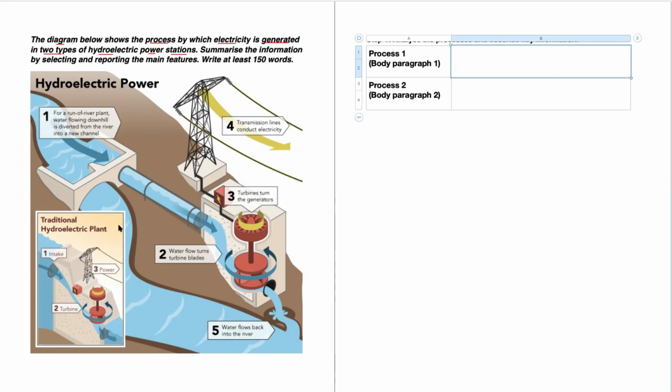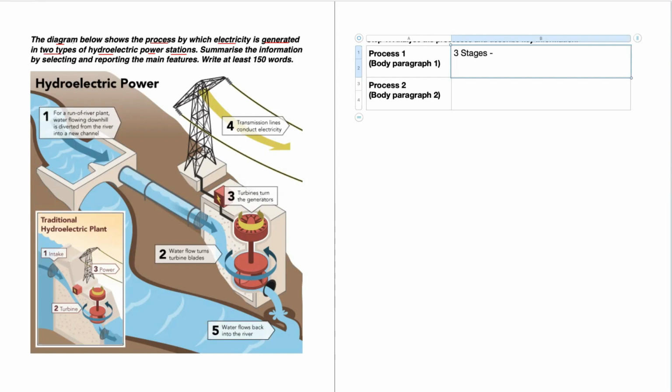So you'll notice that with the traditional hydroelectric plant, we do not have steps 4 and 5. So in general, there's a lot more detail given for the hydroelectric power. And the main thing we want to look at is these 3 stages in a traditional plant versus 5 stages of a hydroelectric power plant. So let's just make a couple of notes for us just to make sure we're on the same page. If we look at process 1, which is the traditional hydroelectric plant, I'm going to say it's 3 stages.